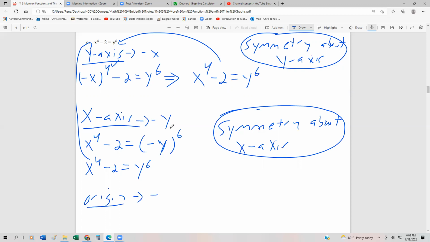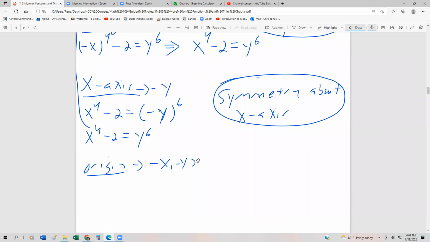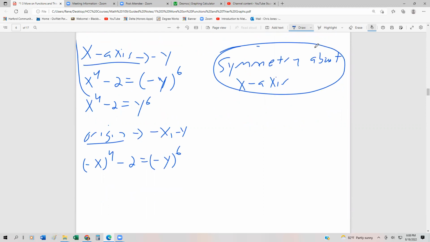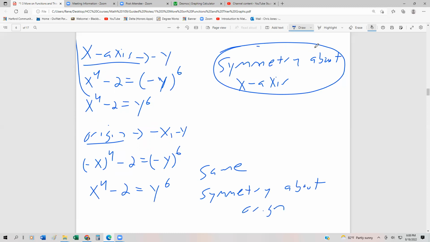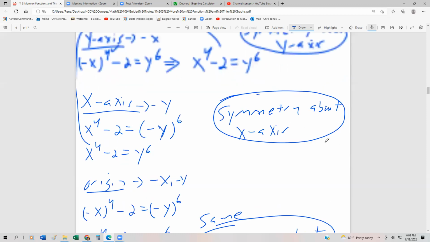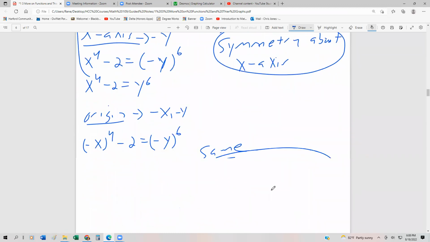And so when we test for the origin, we plug in negative x and negative y back in. If we do so, this time it should turn out to be symmetric about the origin as well. So we have negative x to the fourth minus 2 equals negative y to the sixth. And again, we have even powers, so that means it's going to turn positive. And so it's the same. And so we have symmetry about the origin. So it actually has three different symmetries to it. It's symmetric about the y-axis, about the x-axis, and about the origin.